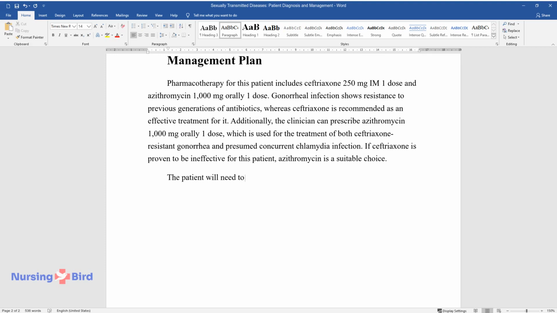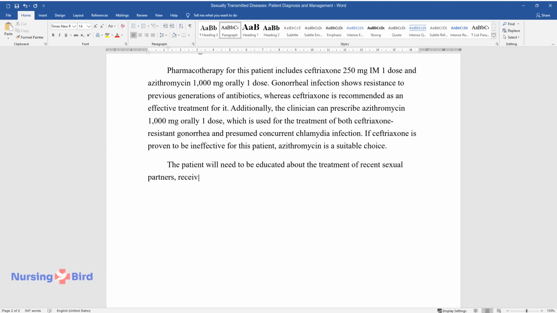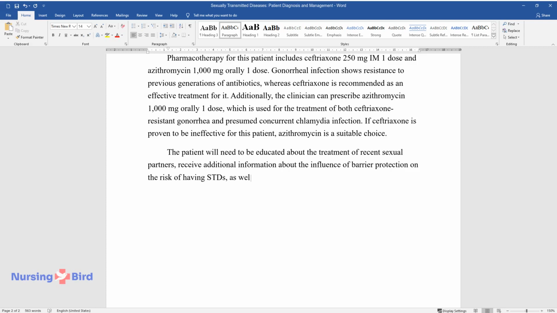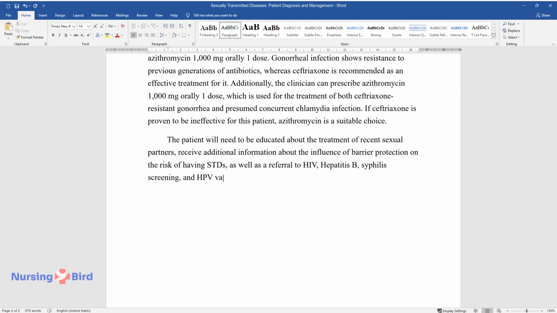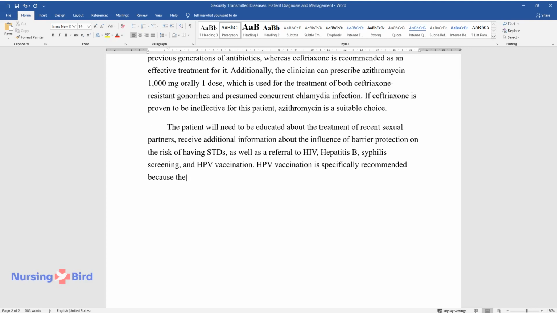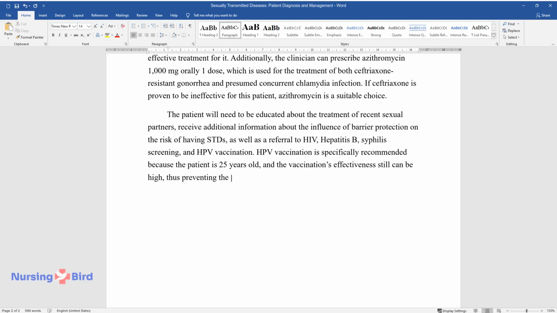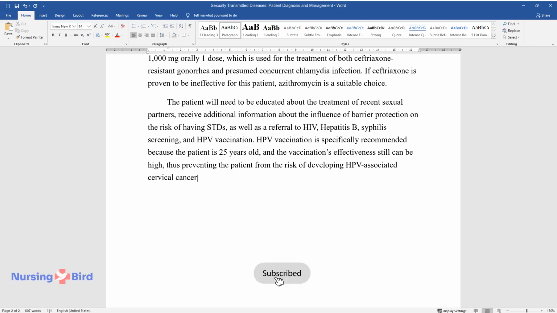The patient will need to be educated about the treatment of recent sexual partners, receive additional information about the influence of barrier protection on the risk of having STDs, as well as a referral to HIV, hepatitis B, syphilis screening, and HPV vaccination. HPV vaccination is specifically recommended because the patient is 25 years old, and the vaccination's effectiveness still can be high, thus preventing the patient from the risk of developing HPV-associated cervical cancer.